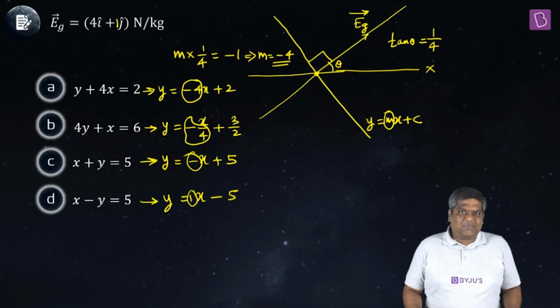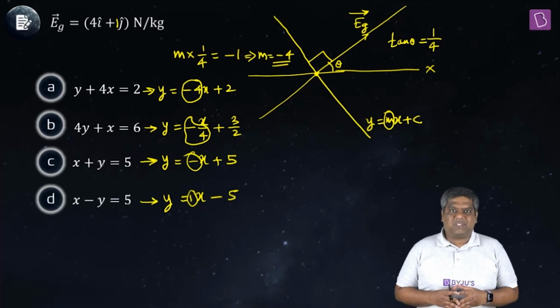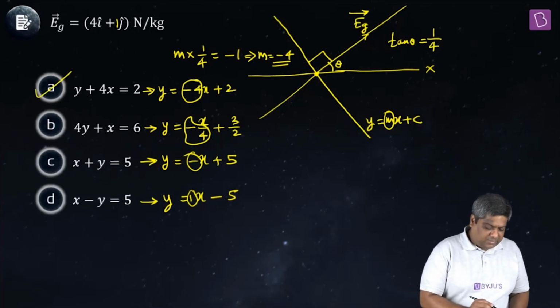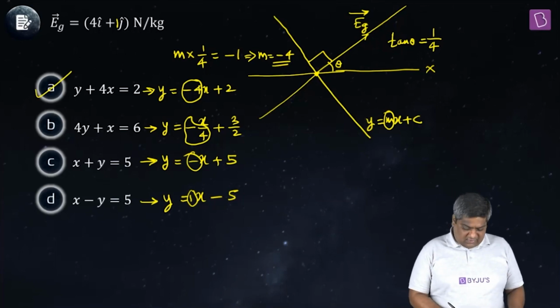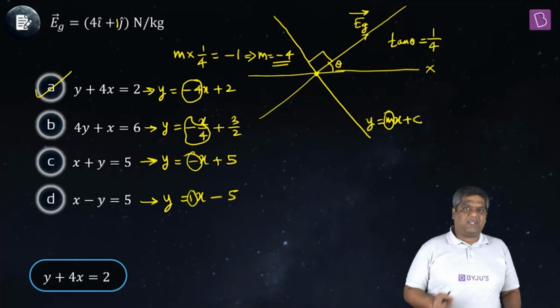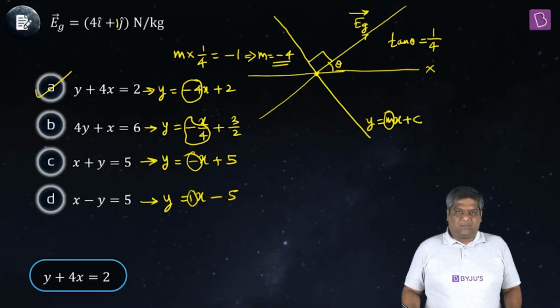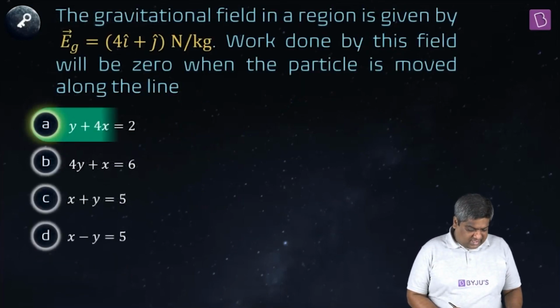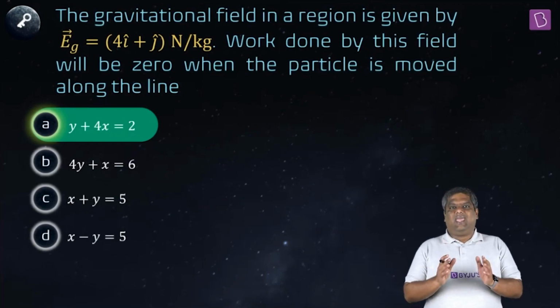So which is the option that satisfies the result or the fact that the slope of the straight line must be minus 4? Yes, it is option A. And this is how you solve this particular problem. So we are looking for the straight line y plus 4x is equal to 2 because its slope is minus 4, and minus 4 into 1 by 4, the slope of the electric or the gravitational field, will be equal to minus 1. That's the required answer. And which is the option that satisfies the result here? Yes, sir, it is option A.